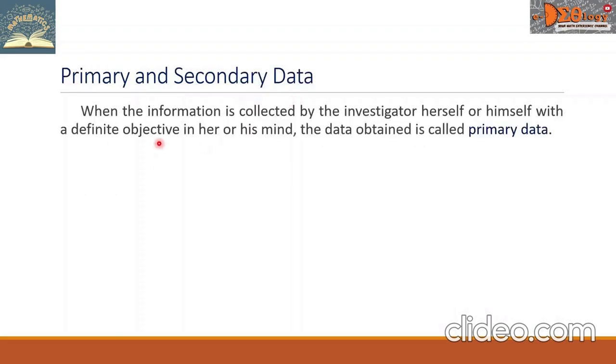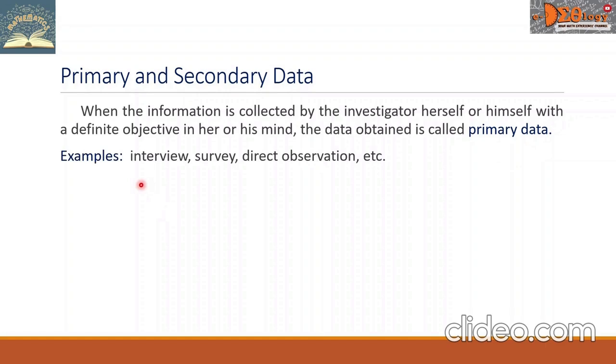Now let's go to primary and secondary data. When the information is collected by the investigator herself or himself with a definite objective in her or his mind, the data obtained is called primary data. Examples: interview, survey, direct observation, etc.